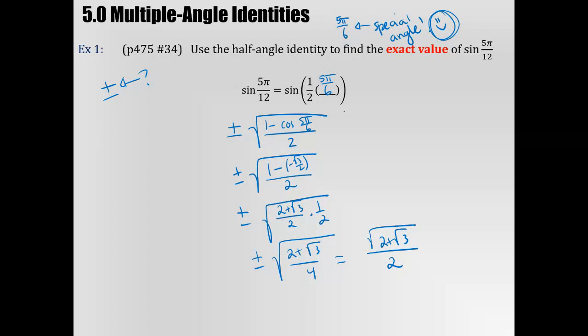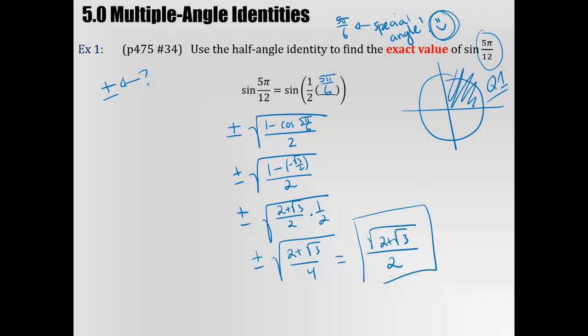And is it positive or is it negative? Well, let's think about the unit circle. 5 pi over 12 is going to be in quadrant 1. And in quadrant 1, sine is positive. So I'm going to have a positive result. So it will be the square root of 2 plus root 3 over 2.